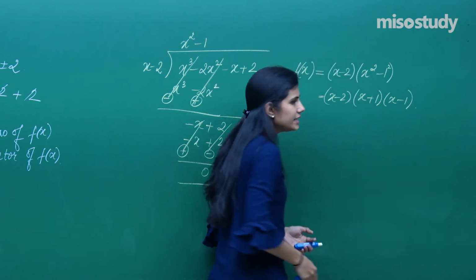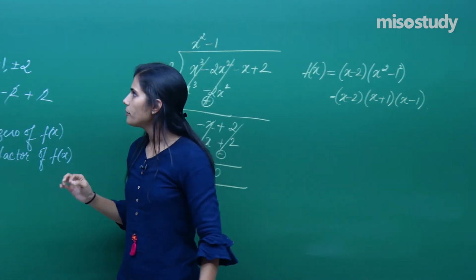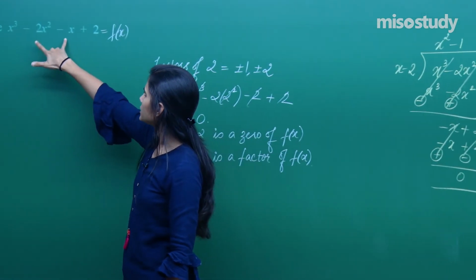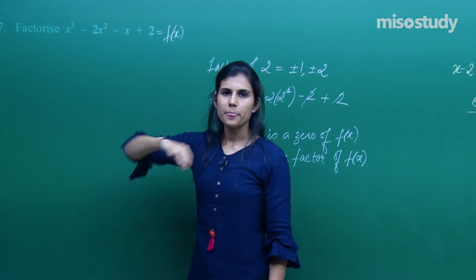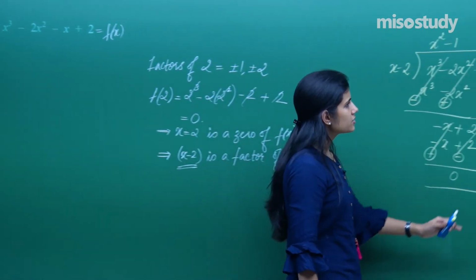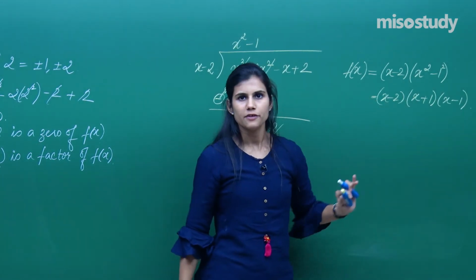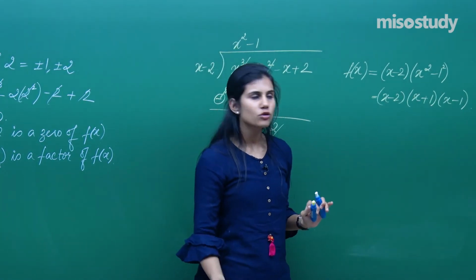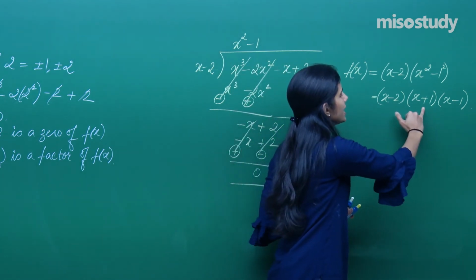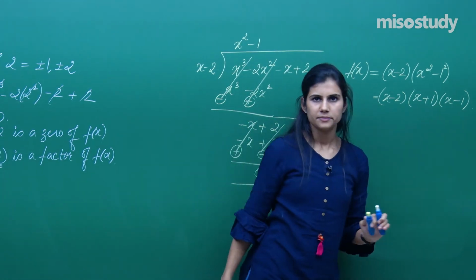These are the 3 distinct factors of my cubic polynomial x cube minus 2x square minus x plus 2, and the product of these 3 factors is what represents the factorization of my polynomial f(x). That means the 3 distinct zeros of f(x) are x equals 2, x equals minus 1 and x equals 1. Is it clear?